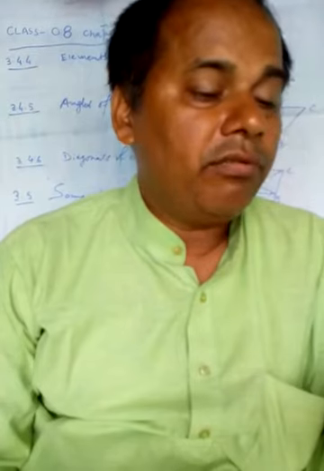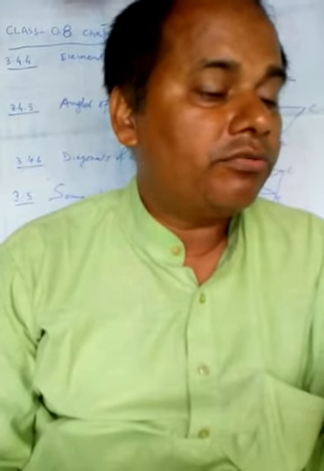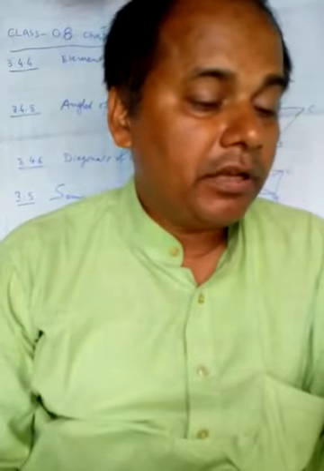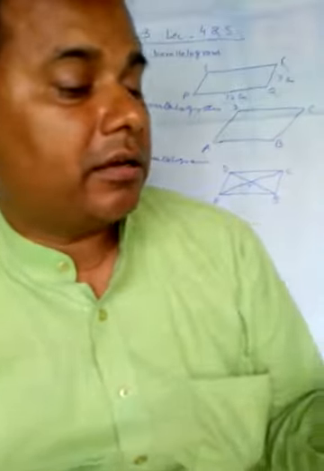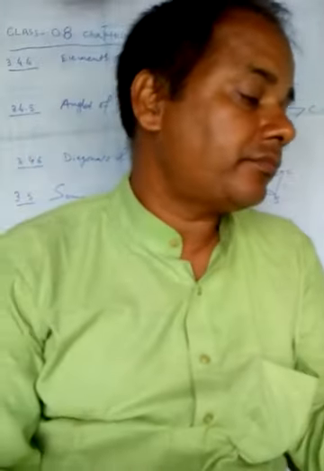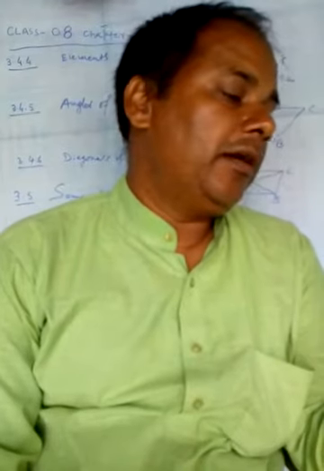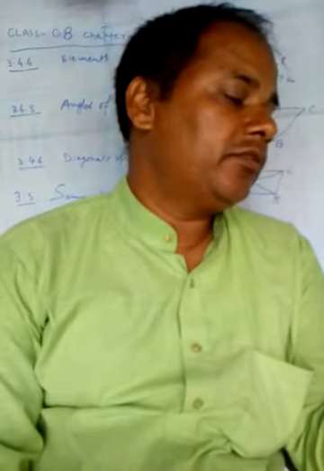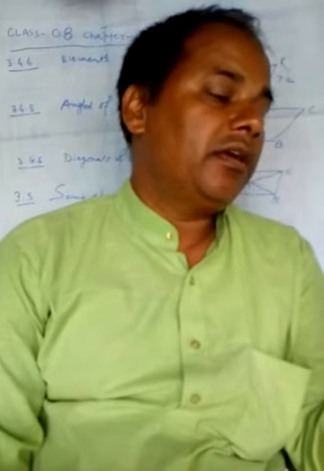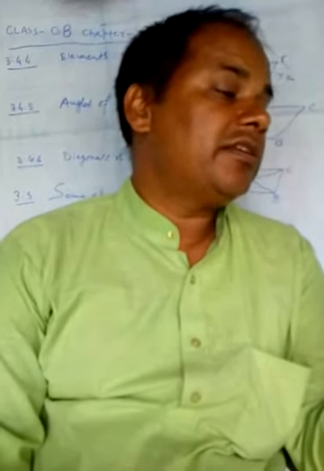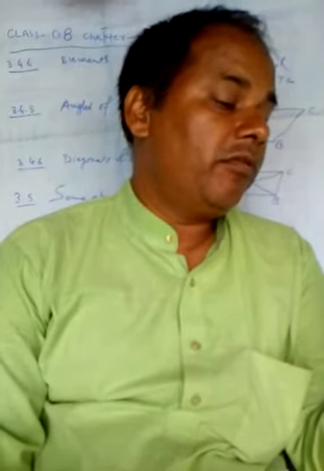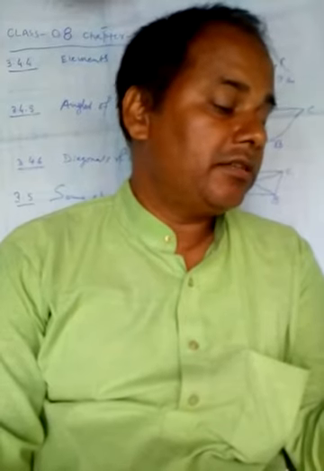Example number 3. Find the perimeter of parallelogram PQRS. Here PQ is equal to 12 centimeter and QR is equal to 7 centimeter. In a parallelogram, the opposite sides have the same length, therefore PQ is equal to SR is equal to 12 centimeter and QR is equal to TS is equal to 7 centimeter. So perimeter is equal to the sum of all the sides, which is 38 centimeter.